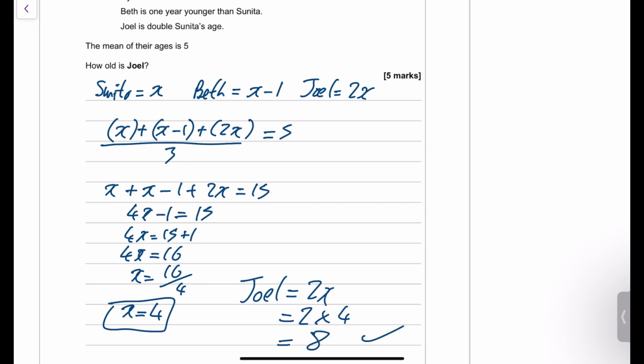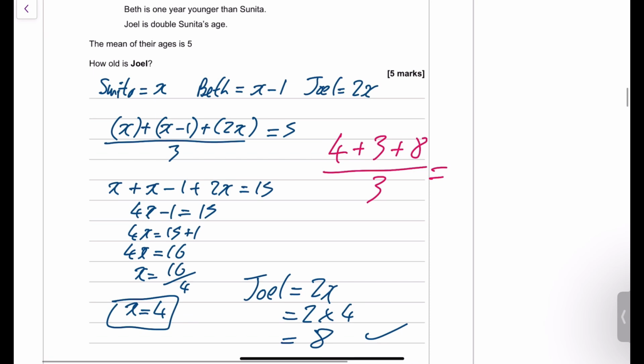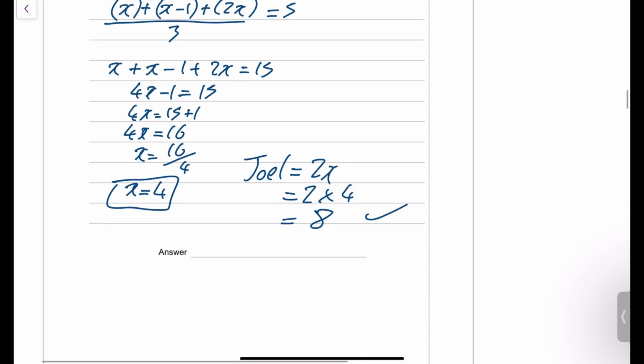Okay, you could check this one as well. So Sunita was 4, Beth was 3, Joel was 8. And if you add those three things, 4 plus 3 is 7 plus 8 is 15 divided by 3. You do get 5, so you do get the average age of 5. So it does look like it's good. You don't have to do that. Maybe on that wee rough page or whatever.